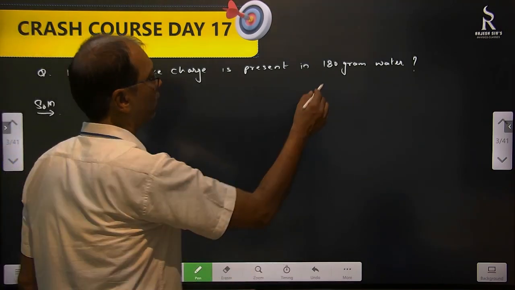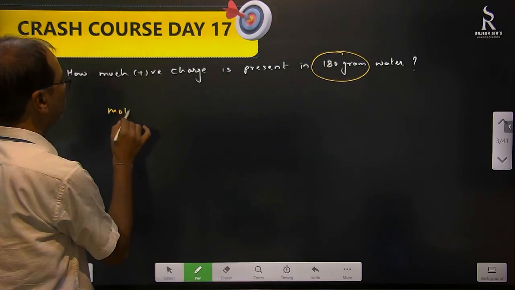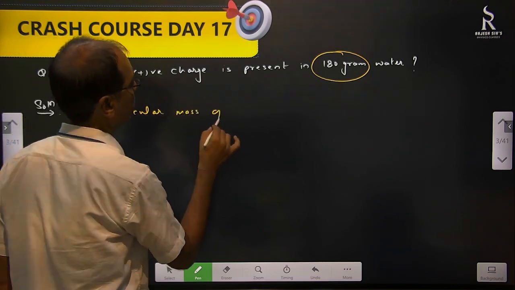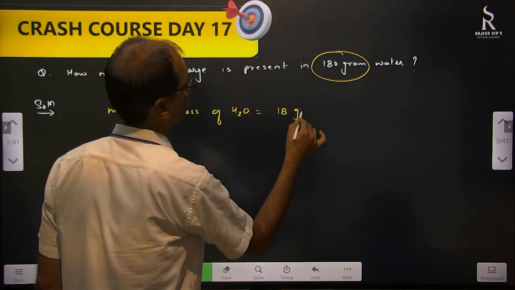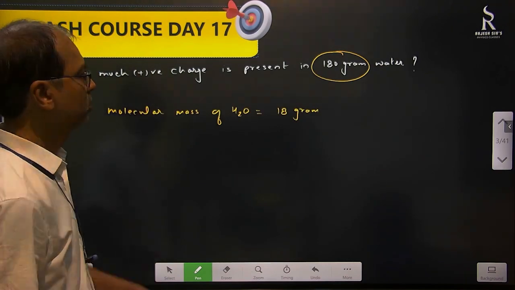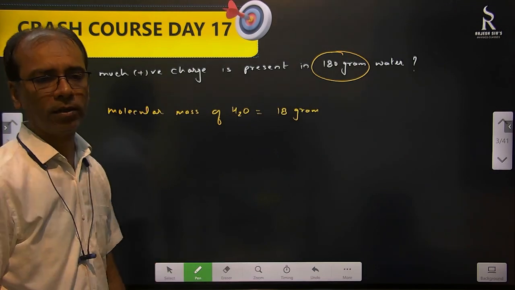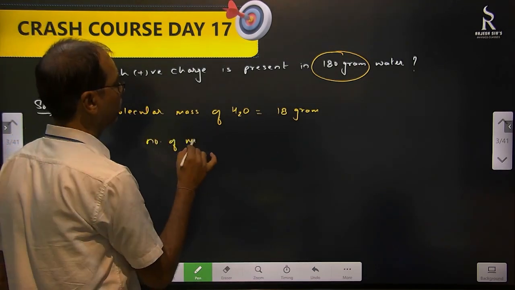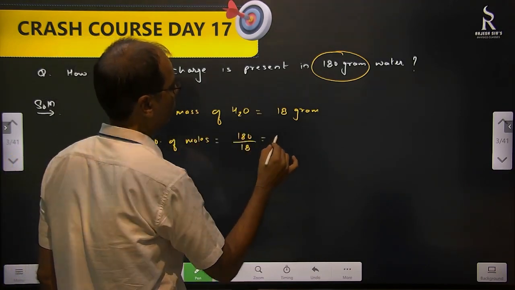So, 180 gram of water. First of all, let's find the molecular mass of water. The molecular mass of water is 18 gram: 2 gram for hydrogen and 16 gram for oxygen. So if 180 gram of water is there, how many moles are there? 180 by 18, that is 10 moles.